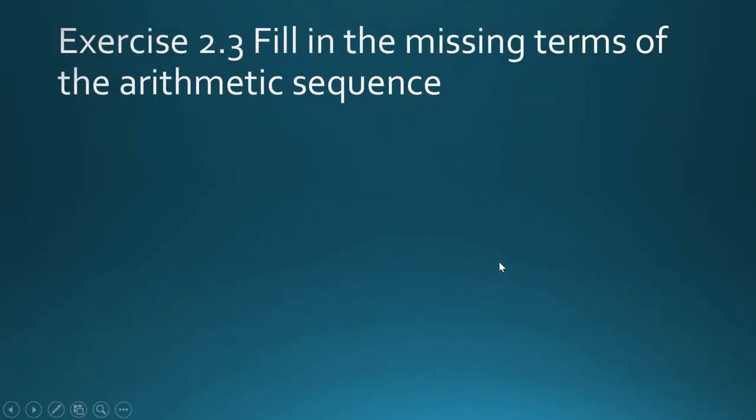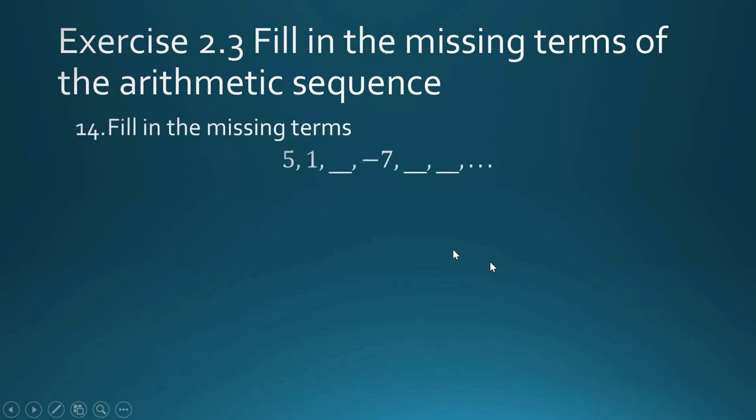Fill in the missing terms of the arithmetic sequence. What are these? 5, 1, blank, -7, blank, and blank. So this one is a descending sequence. Well, we are already told it's an arithmetic sequence. So we shall need the first term and the common difference. So we will just get the difference here. D is -4.